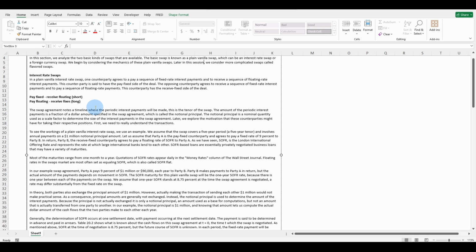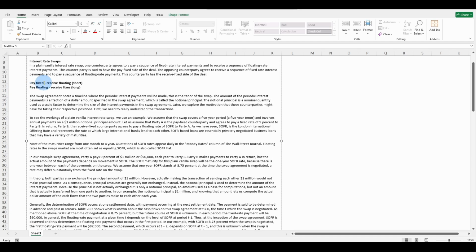Interest rate swaps. In a plain vanilla interest rate swap, one counterparty agrees to pay a sequence of fixed rate interest payments to receive a sequence of floating rate interest payments. This counterparty is said to have the pay fixed side of the deal. The opposing counterparty agrees to receive a sequence of fixed rate interest payments and to pay a sequence of floating rate payments. So you pay fixed, receive floating; pay floating, receive fixed. So this is the short position, this is the long position. Think through the logic there. Why would you do this?